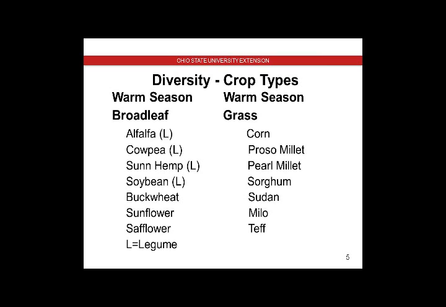Then we have the buckwheat, the sunflower, and the safflower. If we look at the grasses, corn is actually a warm season grass. We have the different types of millets, the proso and the pearl millet, the sorghums, the sudan, sorghum sudan grass mixes, the milo, and the teff.